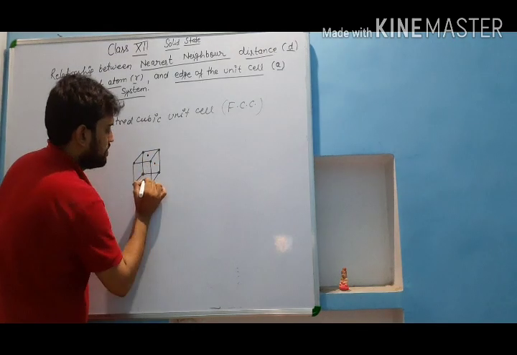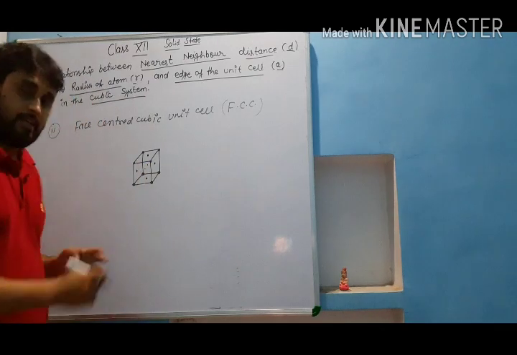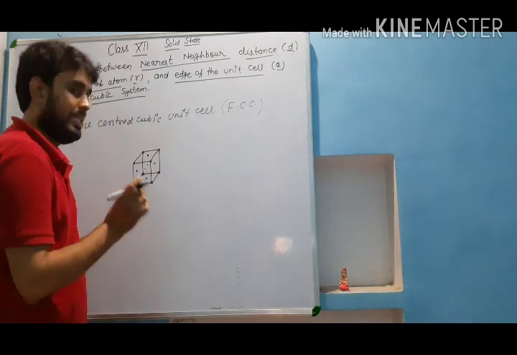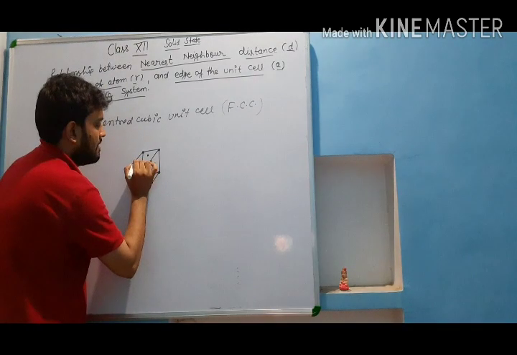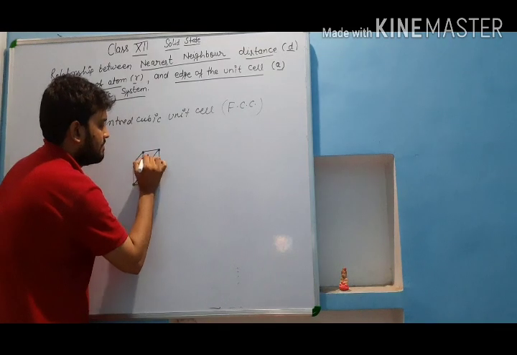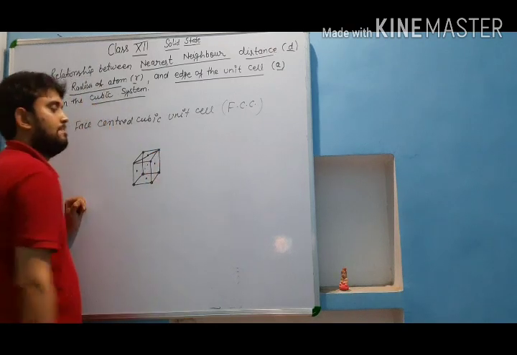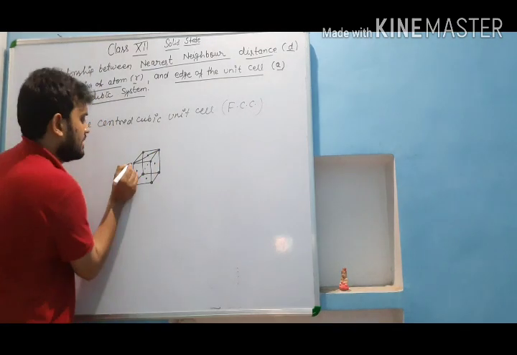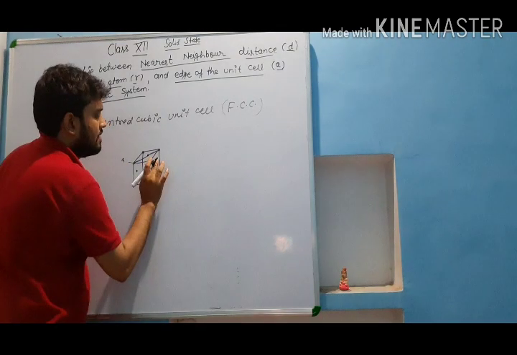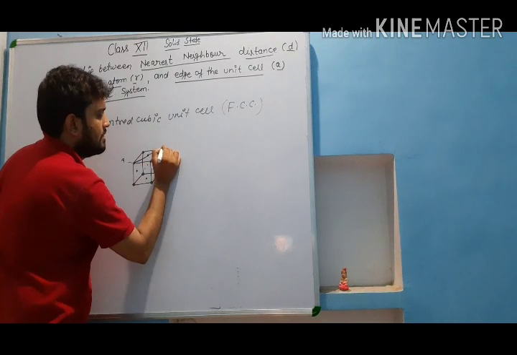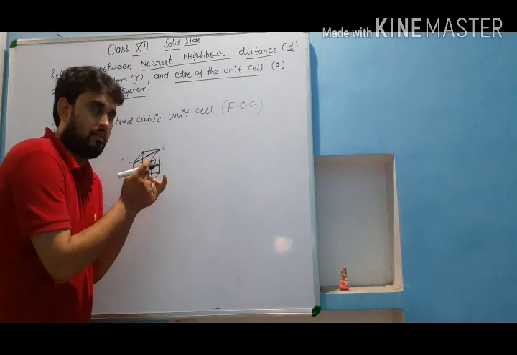Face 1, face 2, face 3, 4, 5 and 6. Here we talk about the neighbor distance between atoms. This is the neighbor distance between them, and this is again a neighbor distance between them. Now we suppose this is atom A, this is atom B, and this is atom C. Now we find a triangle.